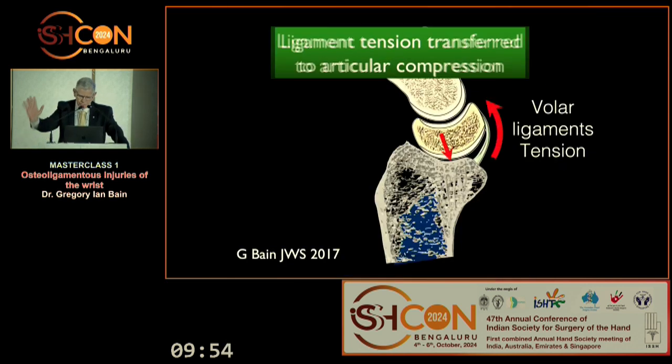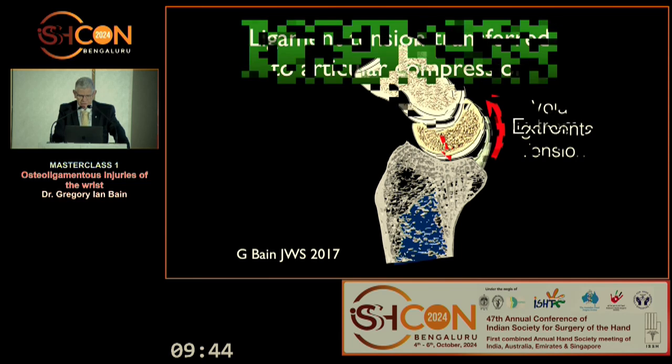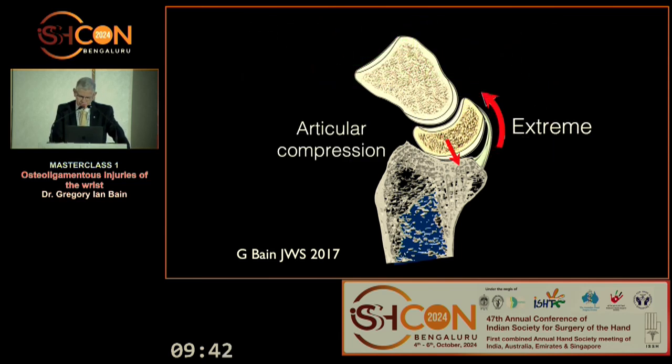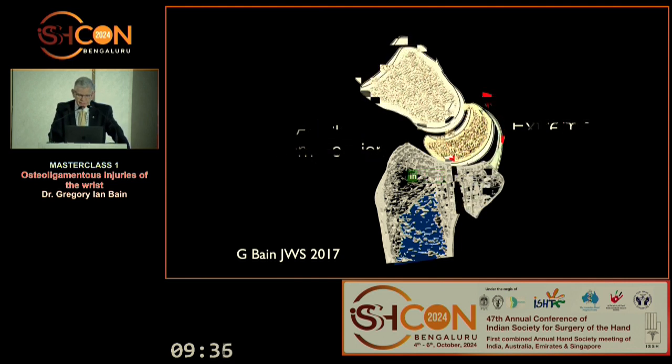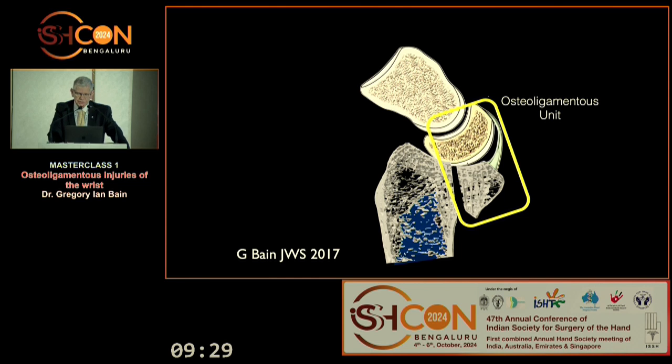So if the patient falls down on the outstretched hand and the wrist goes into forced extension, there's a lot of tension that goes through the volar carpal ligaments, and this causes a compression of the articular surface from the lunate as it hits into the distal radius. It initiates the fracture at the subchondral bone plate, and there's a propagation of the fracture leading to the displacement of the fracture. So this is what we would refer to as the osteoligamentous unit.